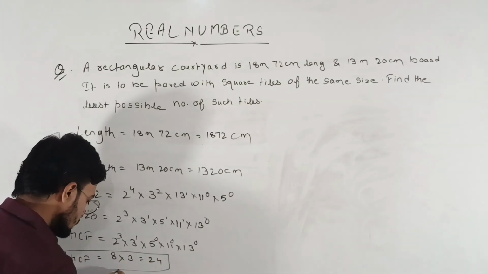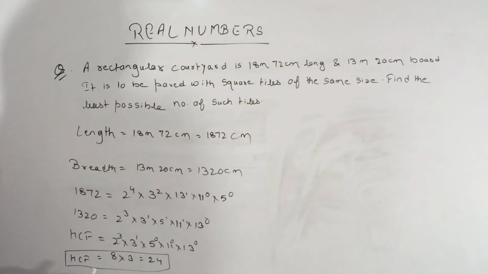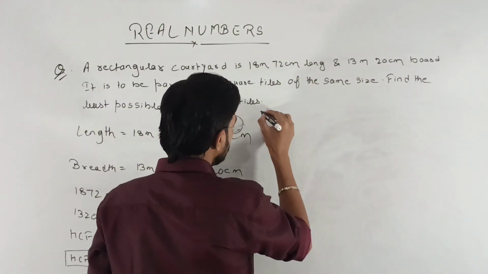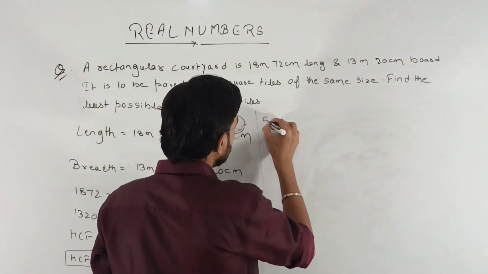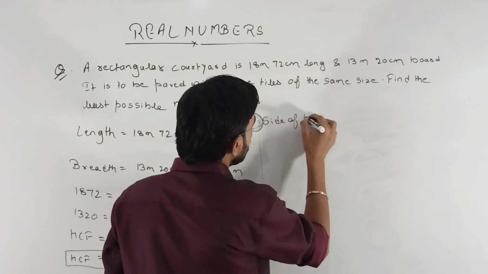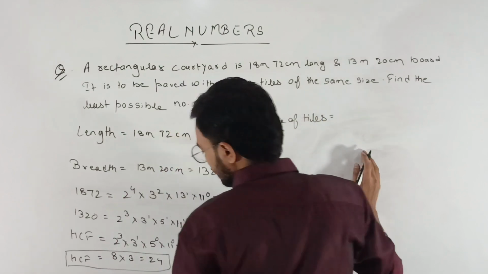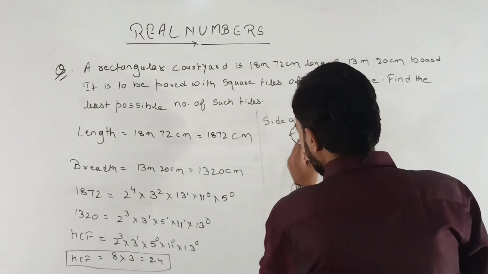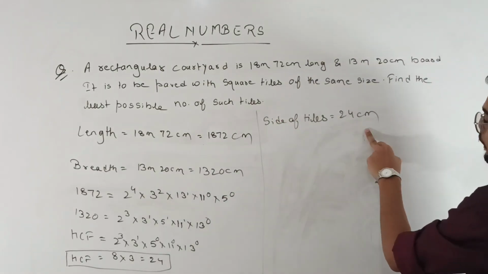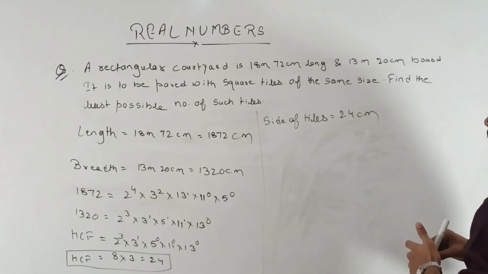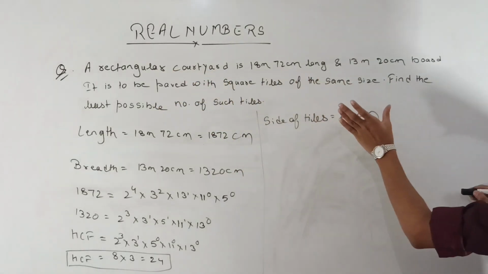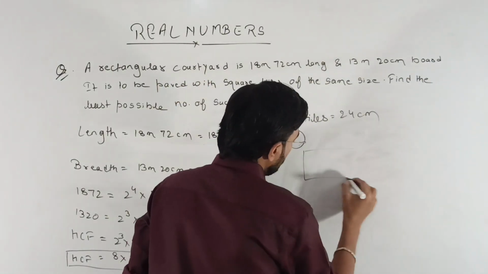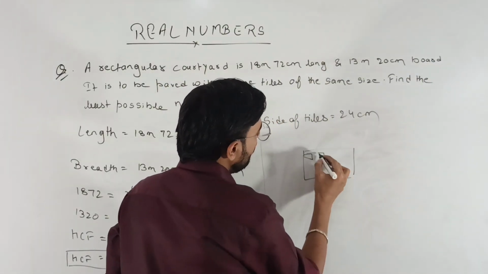We have HCF is 24, and now this HCF is equal to the side of the square tiles. Side of tiles is equal to HCF, which is 24 centimeter. Now we have the side of tiles, so we find the area of tiles. The area of this rectangular courtyard is equal to the area of the square tiles.